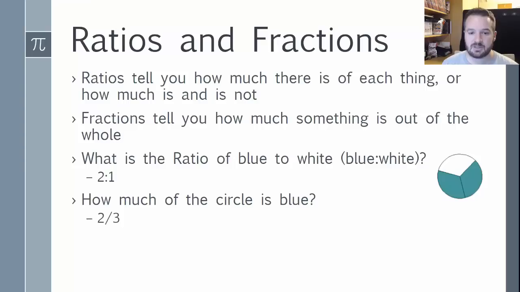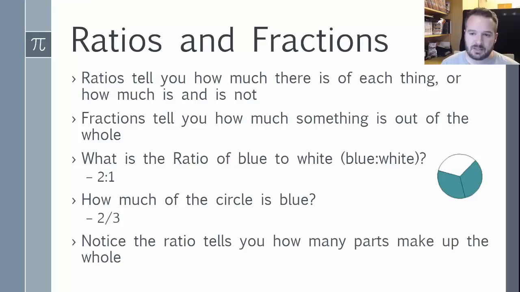But because the information is similar and because it's relatable, we're actually going to be able to quickly go back and forth between them. That's something that we can do, and it's something that you actually need to be able to do at the table. And the quick way to do that is to notice that a ratio tells you how many parts make up the whole. 2 plus 1 equals 3. So we have 2 parts blue, 1 part white. That makes the total circle 3 parts. And then depending on the question, on the question we had before, what is blue? It's 2 of them. If the question was what is white, it's 1 out of 3.